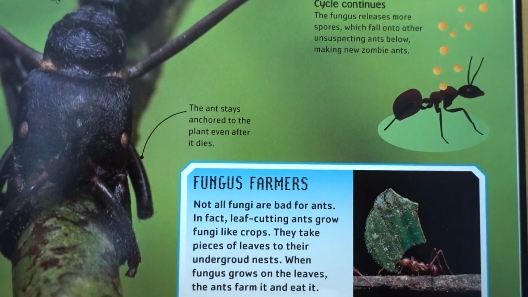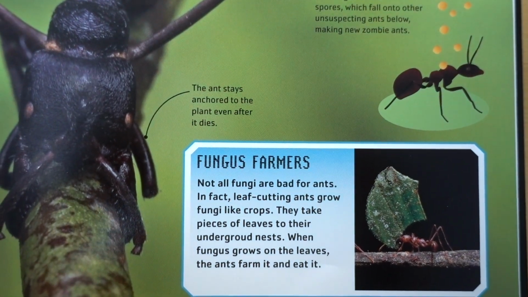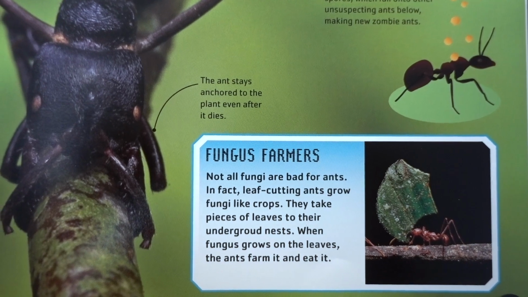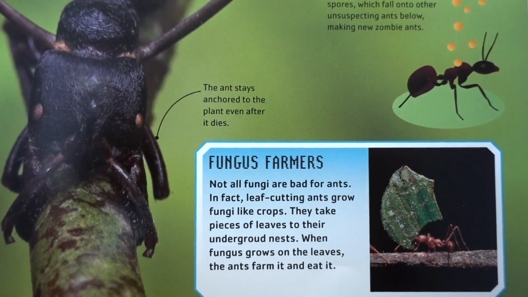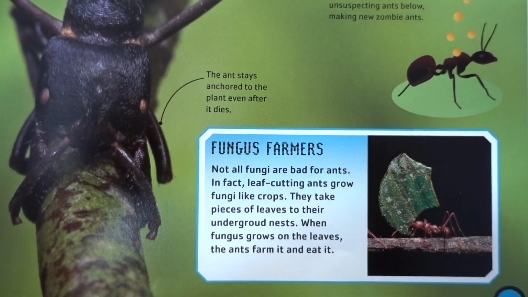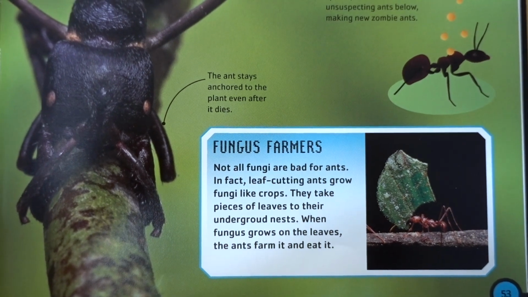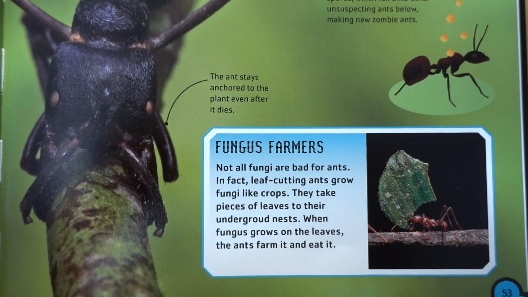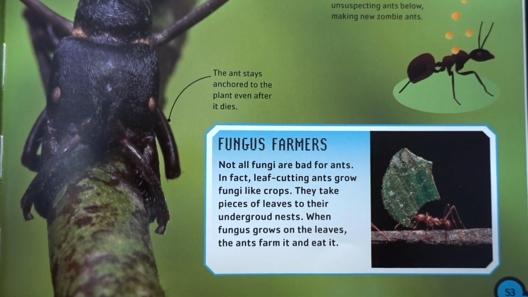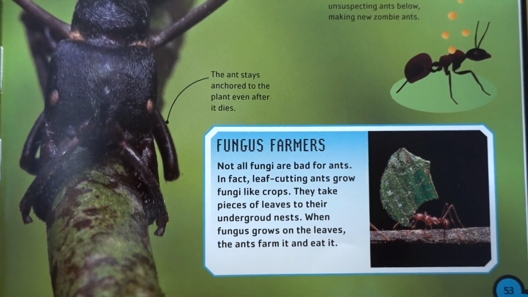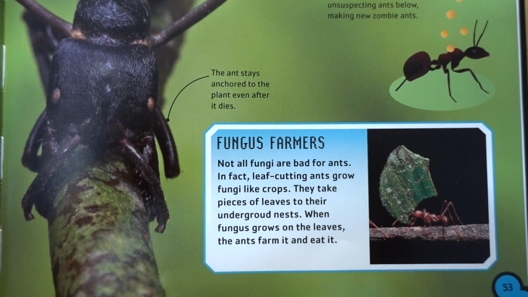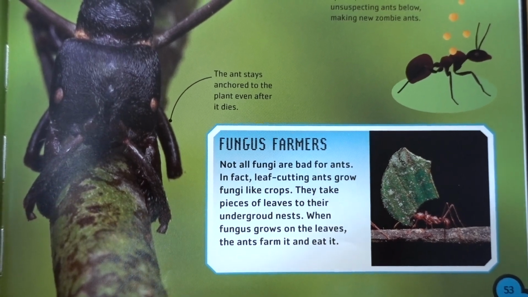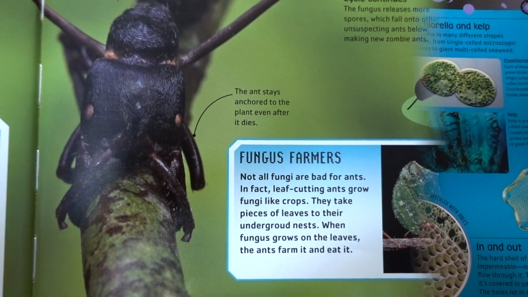Fungus farmers. Not all fungi are bad for ants. In fact, leaf-cutting ants grow fungi like crops. They take pieces of leaves to their underground nests. When fungus grows on the leaves, the ants farm it and eat it.